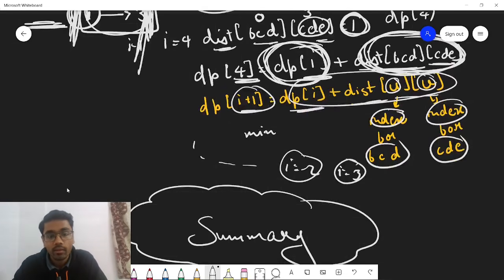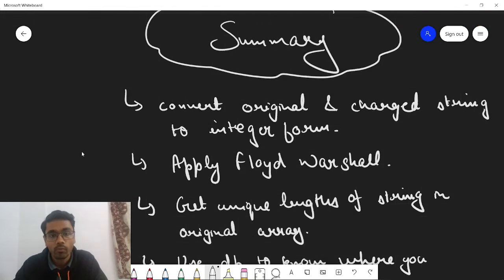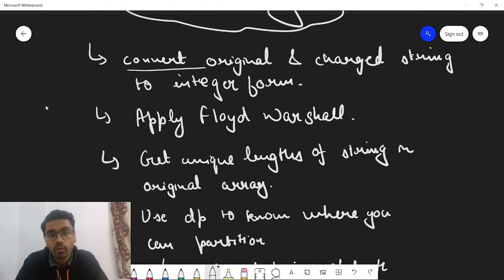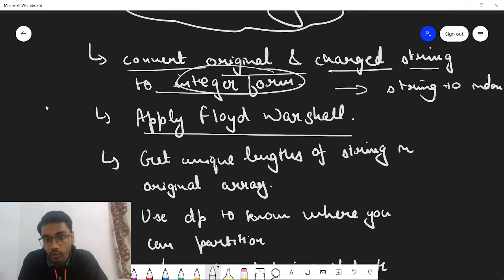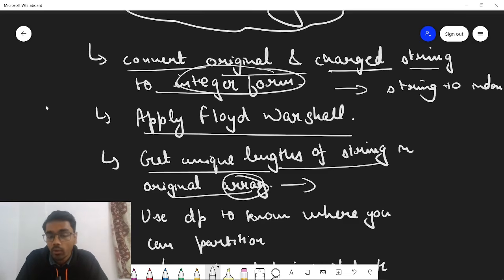So let us summarize what we need to do in terms of code. First of all, we need to convert the original and changed strings to integer form, so first we do the mapping from string to index, or string to integer, whatever you say. Then we need to apply the Floyd Warshall algorithm. Then we need to get the unique lengths of strings present in the original array, because those are the substring lengths we will be choosing. In our case, the only unique length was 3, so we would be checking only length 3 substrings.